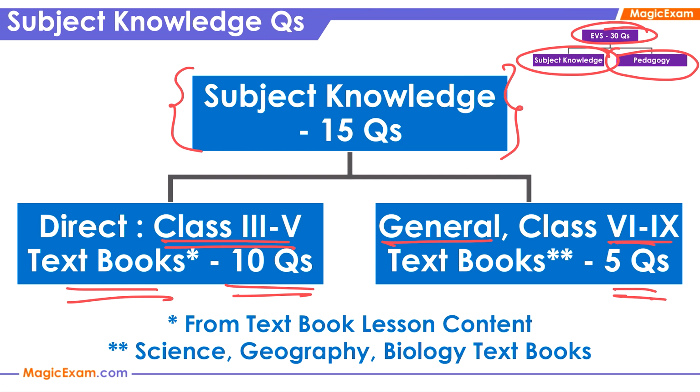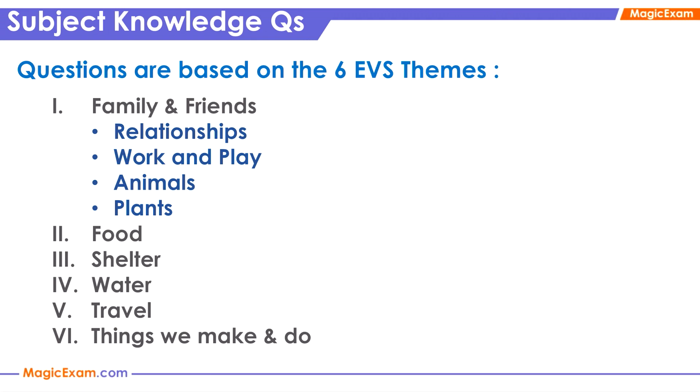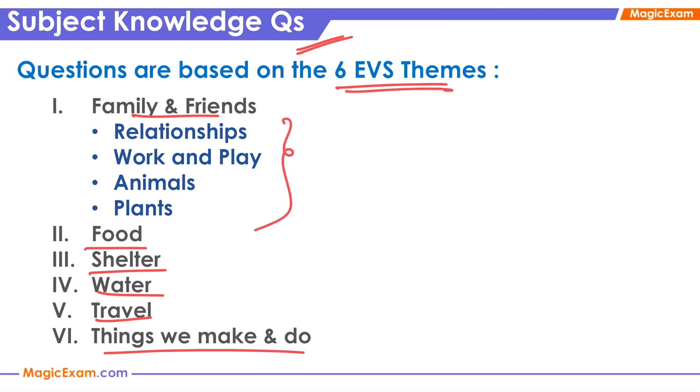classes 6 to 9 science, geography or biology textbooks, because there is no separate EVS subject in class 6 to 9. Now, these direct questions are actually based on the lesson content in these textbooks. EVS subject knowledge questions are mainly based on the 6 EVS themes that are prescribed in the syllabus. That is family and friends, food, shelter, water, travel, and things we make and do. And questions will also be based on the 4 sub-themes under the family and friends theme, that is relationships, work and play, animals and plants.